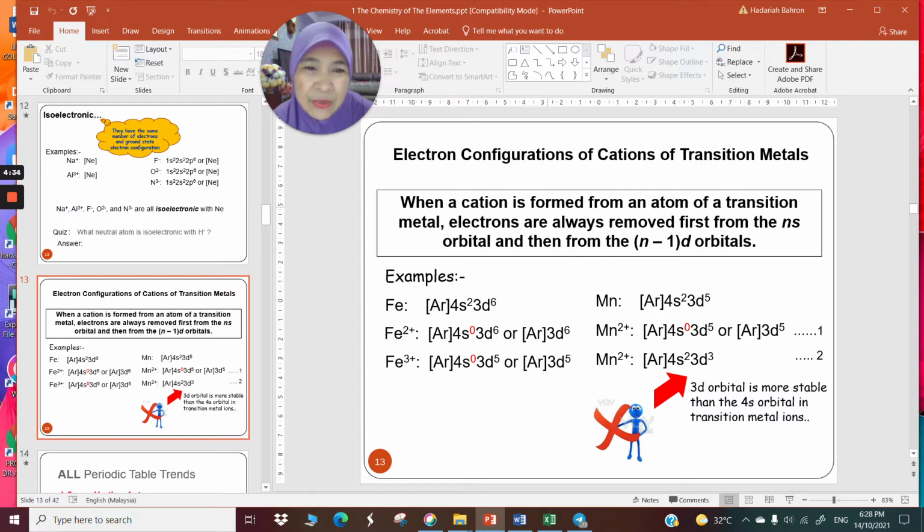When a cation is formed from an atom of a transition metal, electrons are always removed first from the s orbital. And after that, when the s orbitals are all empty with the ionization, then they remove electrons from the d orbital. So for example, iron is argon 4s2 3d6. Now, who can sing to me the 10 elements in the first series of transition metals?